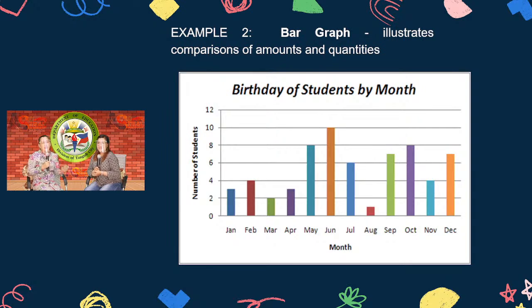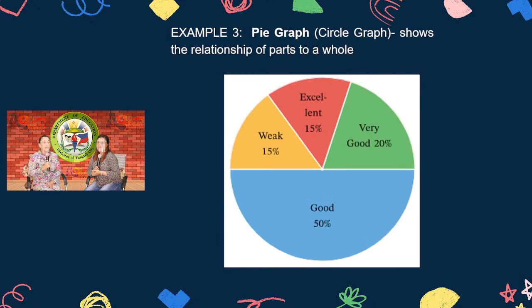Okay. And the third one, Ma'am Sherry, is the pie graph or the circle graph. It shows the relationship of parts to a whole. So from the whole, there are portions, like in the example there: 50% good, then only 20% very good, 15% excellent, and 15% weak.